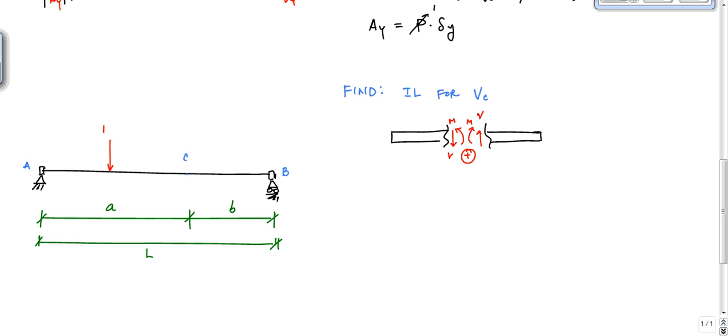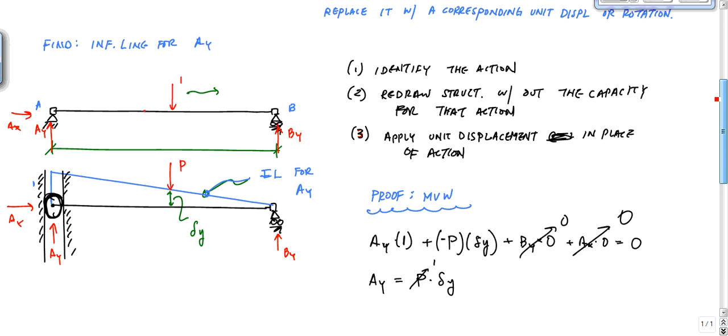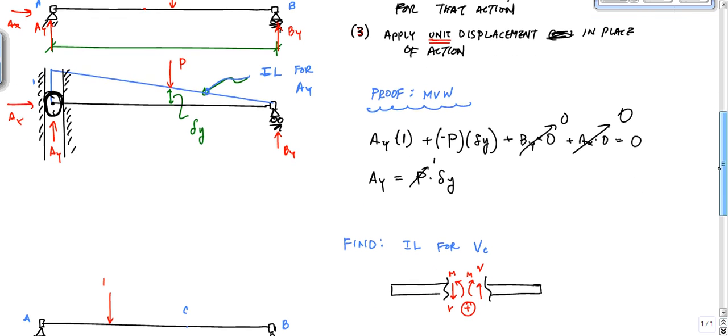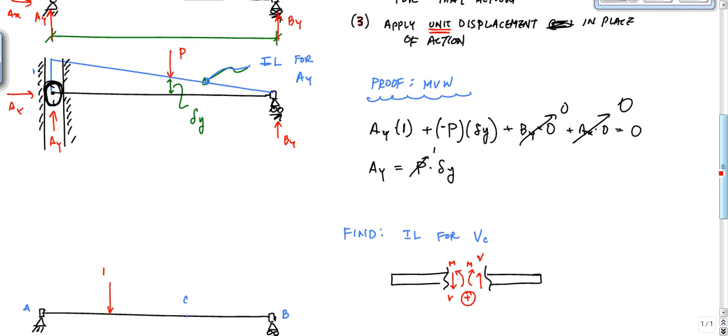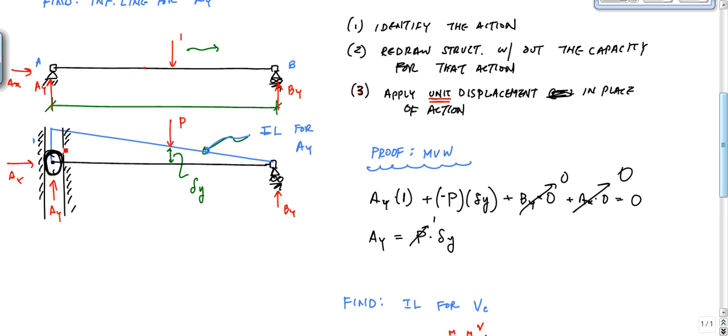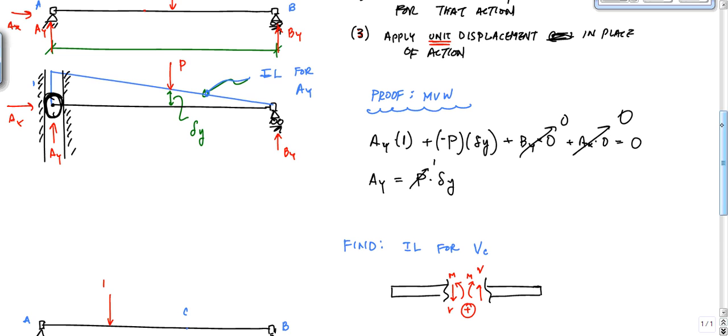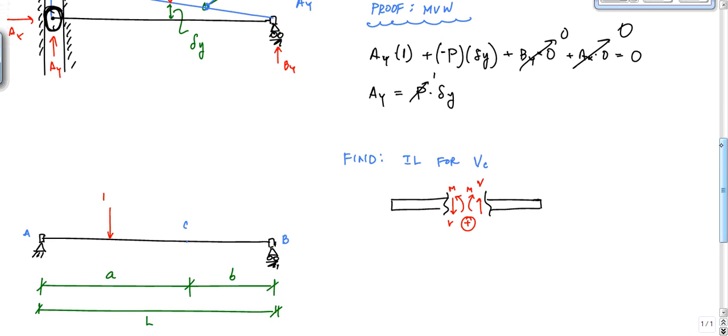And that's important. The other thing you have to remember, going back to this part right here, is this unit displacement. That total displacement of whatever it is that you do has to be 1. So when we did this example and we moved this reaction AY, wherever that reaction or that action was removed, a unit displacement had to occur. And so if you do a moment, it has to be a unit rotation.